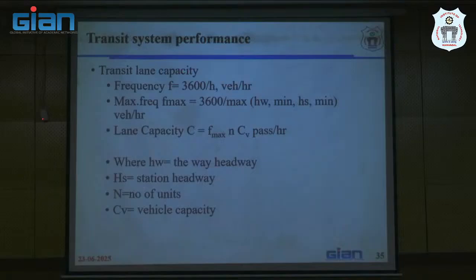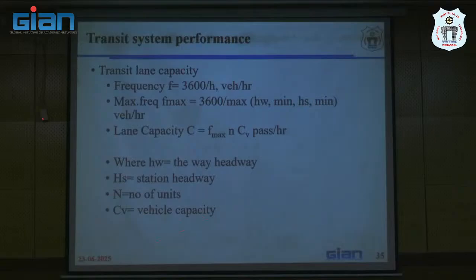Like the frequency: if I take the total 3600 seconds divided by an hour, then how many vehicles are to be operated? Then the maximum frequency can be taken as 3600 divided by headway max. Then the lane capacity can be given as F max into n into PV, that corresponds to the number of passengers to be carried with respect to the vehicle capacity.